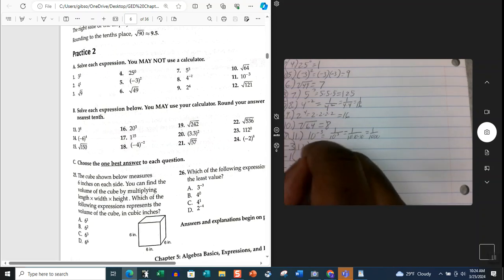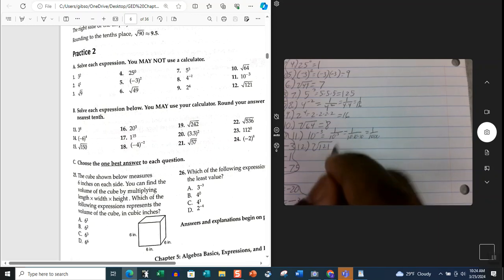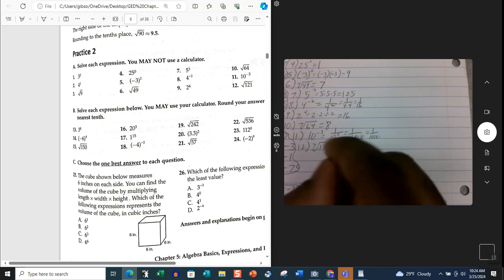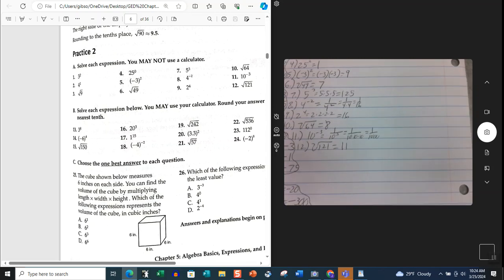Okay, number 12. We have the square root of 121. Now, we know the square root of 64 is 8, because 8 times 8 is 64. Then we go to 9. 9 times 9 is 81. And then 10. 10 times 10 is 100. Then 11. 11 times 11 is 121. So the square root of 121 is 11.